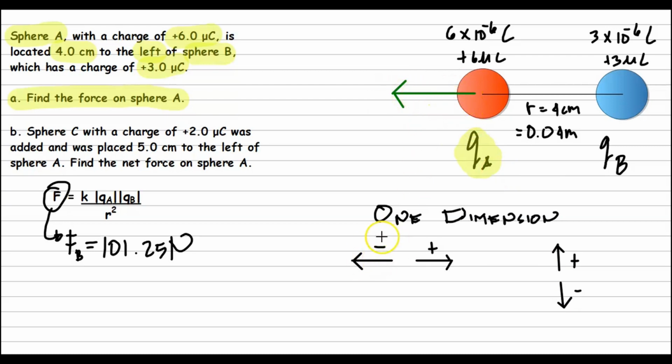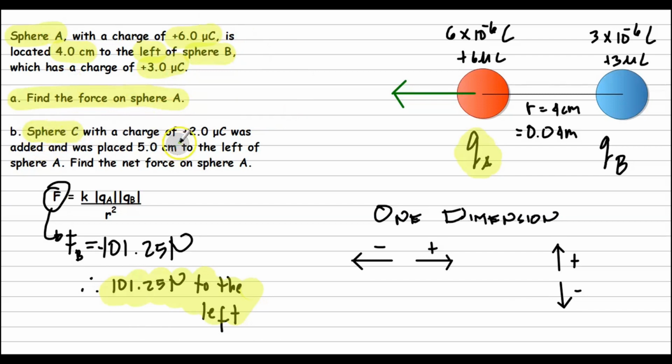And since our force B is pointing towards the left, as your final answer, the force of B is equal to negative 101.25 newtons. Or you can say, therefore, the force of B is equal to 101.25 newtons to the left. Now the negative sign there will tell you the direction.